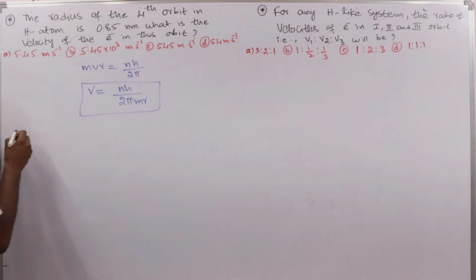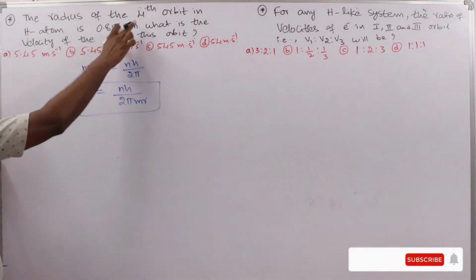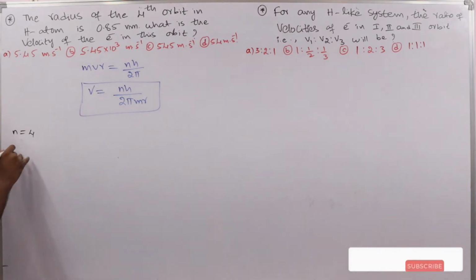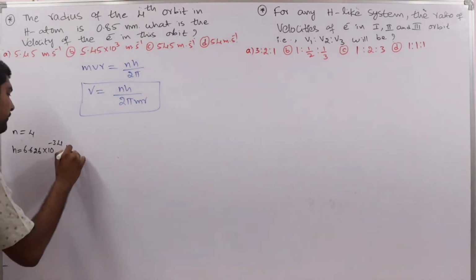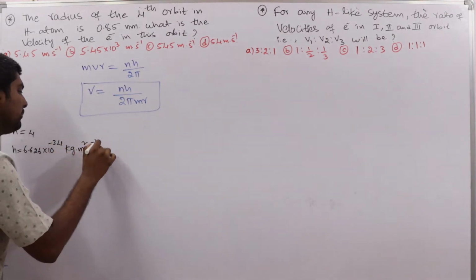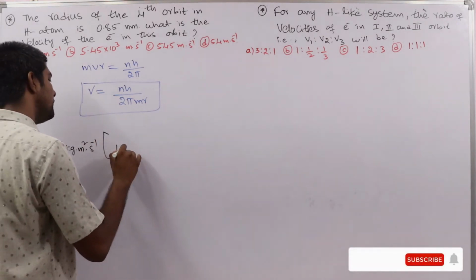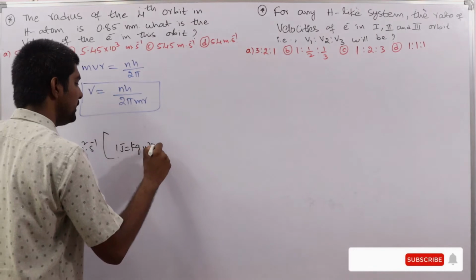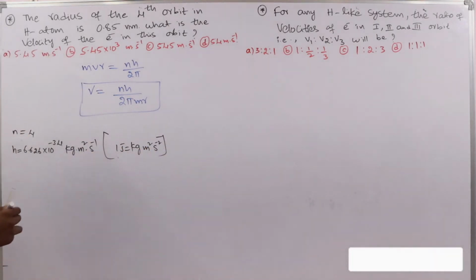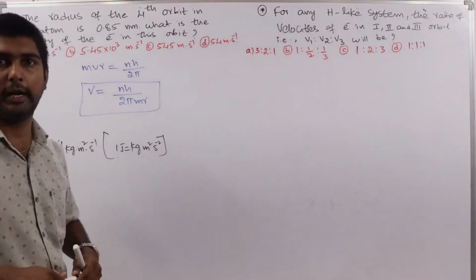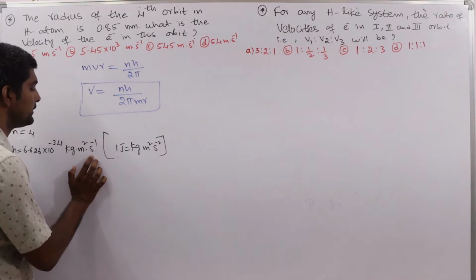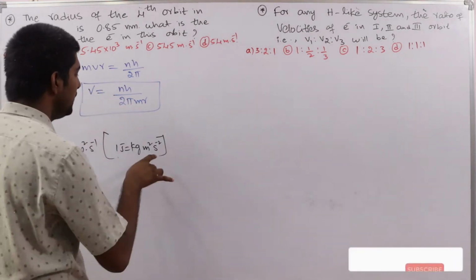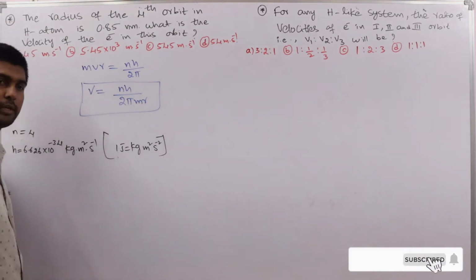So here n is given as 4. It's on the fourth orbit, so n is 4 and h is equal to 6.626 into 10 power minus 34 kg meter square second power minus 1, because 1 joule is equal to kg meter square second power minus 2. So actually Planck's constant is 6.626 into 10 power minus 34 joule second. If you substitute this unit in place of joule, we get kg meter square second power minus 1. Already we have second, so second into second power minus 2, finally we have second inverse.